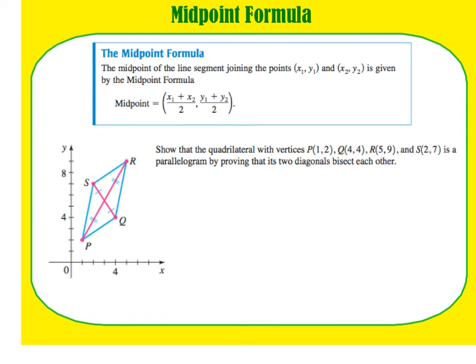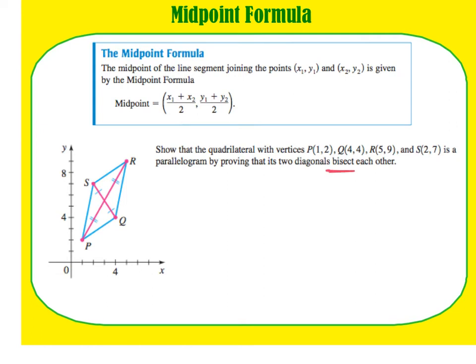I need a reader. Thanks, Max, for reading here. Can you read this for us right here? Show that the quadrilateral with vertices (1, 2), (4, 4), (5, 9), and (2, 7) is a parallelogram by proving that its two diagonals bisect each other.